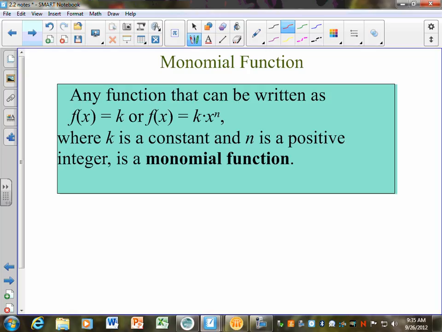Most of the time when we think of monomial functions, we think of something like this. F of x equals k times x to the n. That looks kind of like my power function, only I changed from x to the a to x to the n. And notice that k is still a constant, which sometimes is represented by a letter, but they tell you that it's a constant. But n is restricted here to be a positive integer.